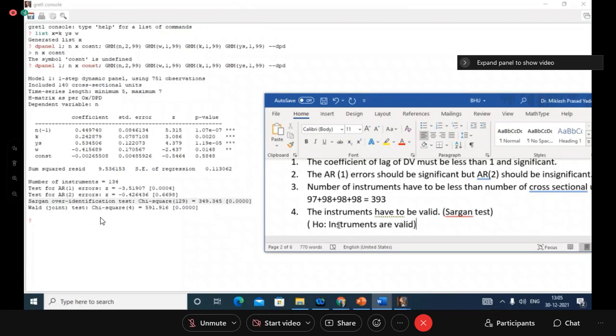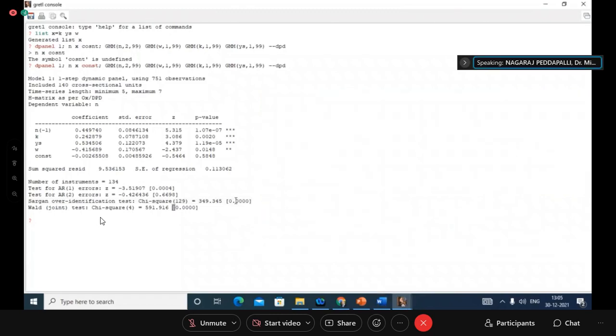Can anybody tell me? Either it is accepted or rejected, the null? Sir, it is rejected. This is my p-value of the Sargan test. It means it is rejected.